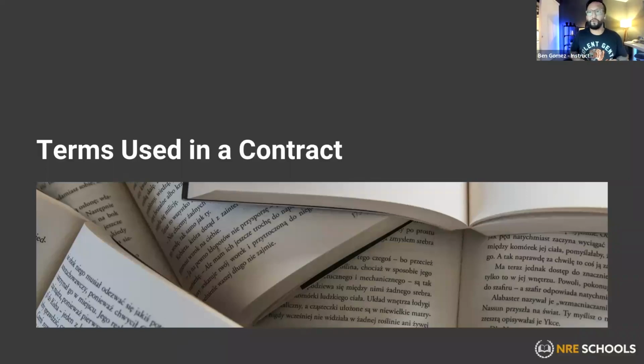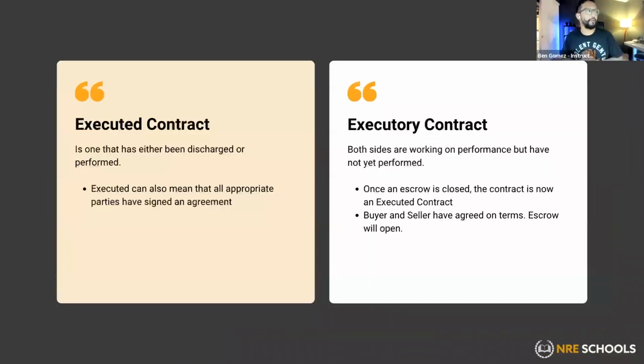Let's jump into some terms. Terms of the contract. Executed contract. This is one that has either been discharged or performed. Executed can also mean that all appropriate parties have signed an agreement. I often use this: we have a fully executed contract. When a buyer and a seller both sign the agreement to move forward, that's an executed contract.